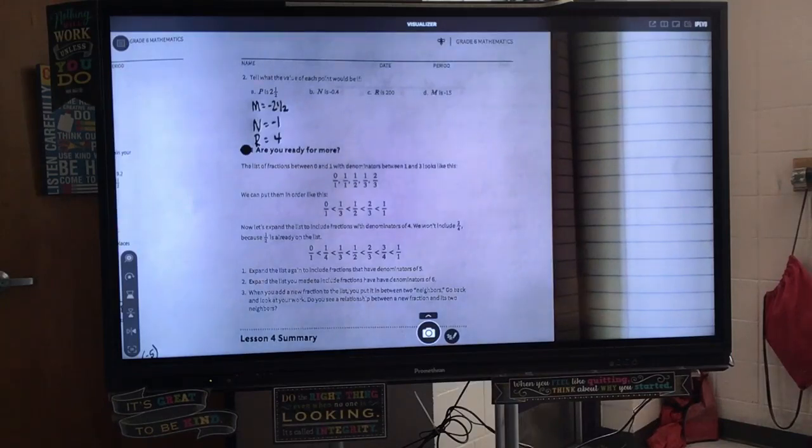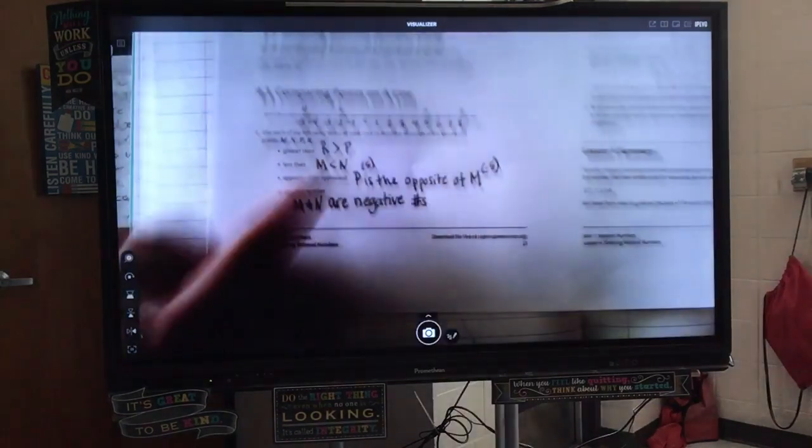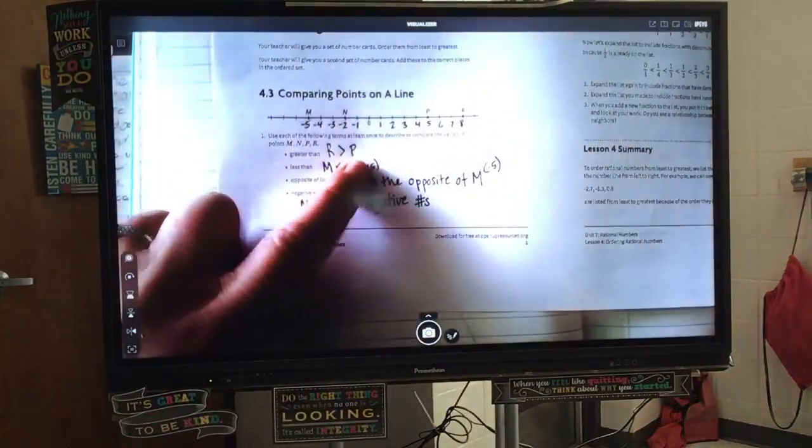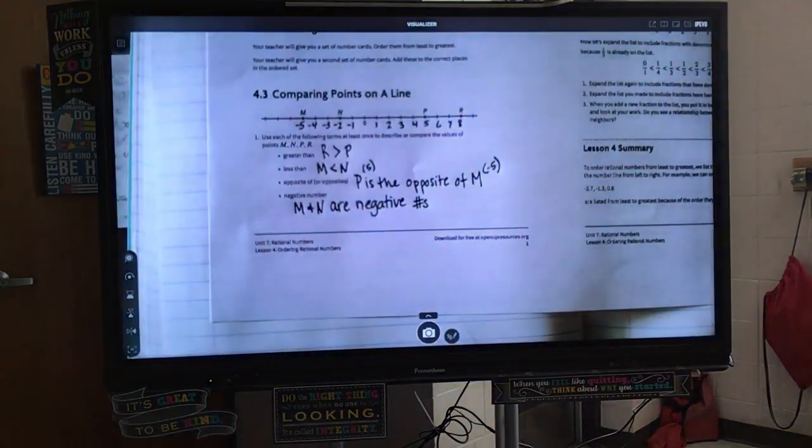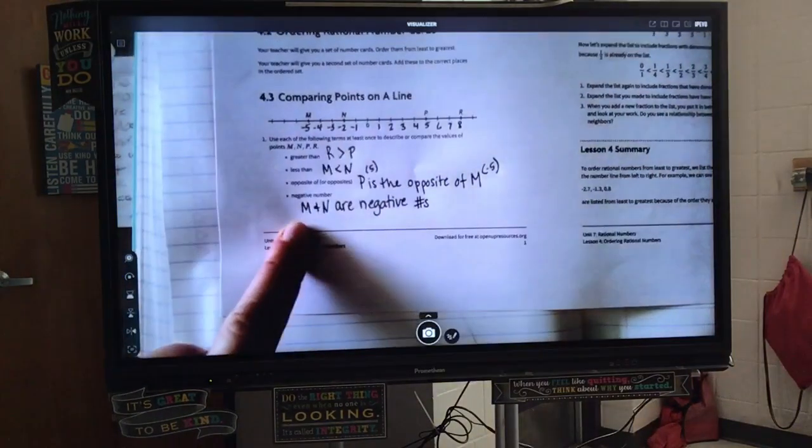Here's a helpful hint. Use the information that we wrote for number 1. So your group might come up with a different number than another group. But what you need to understand is R is greater than P, M is less than N, P and M are opposites, and M and N are negative numbers. Does that make a little bit more sense?